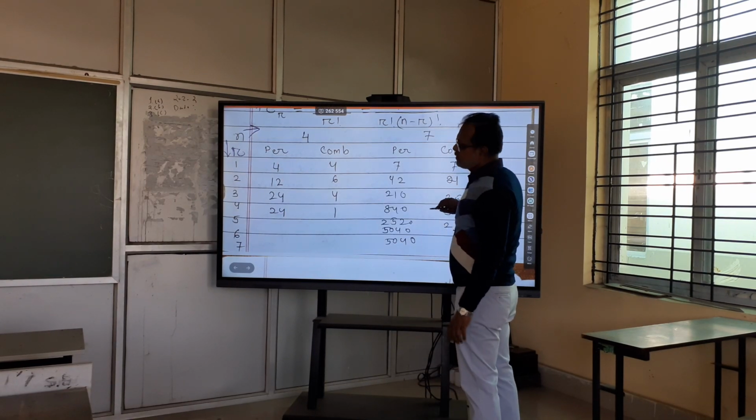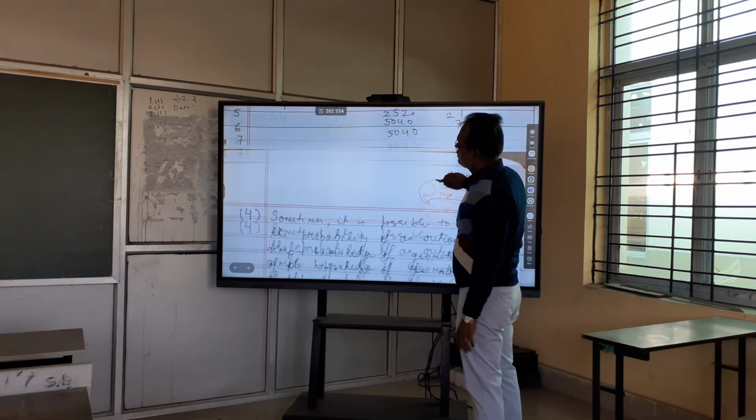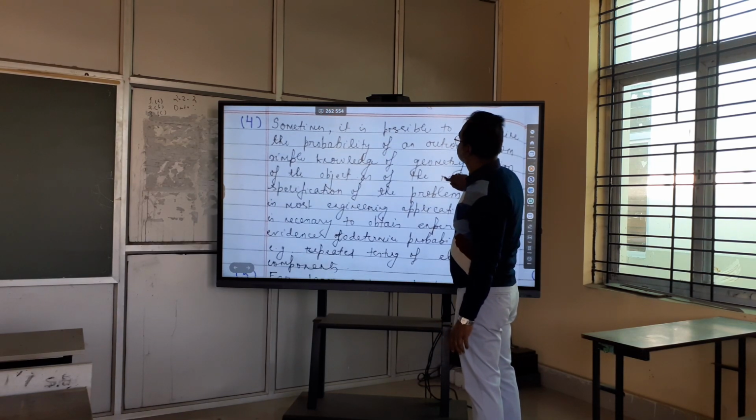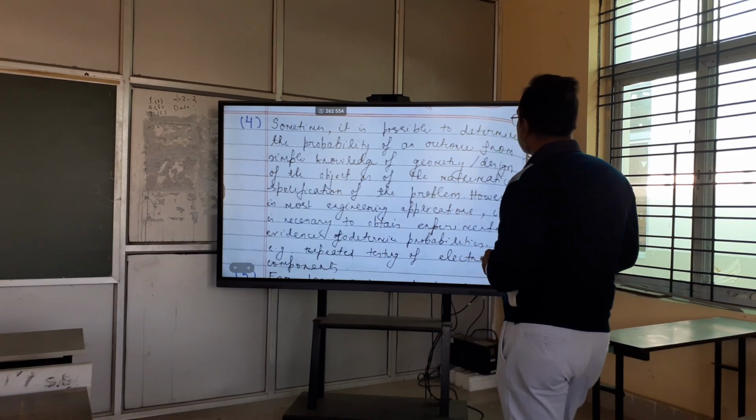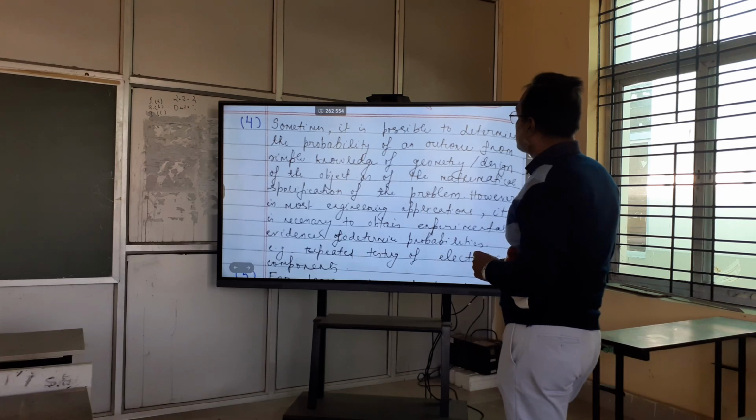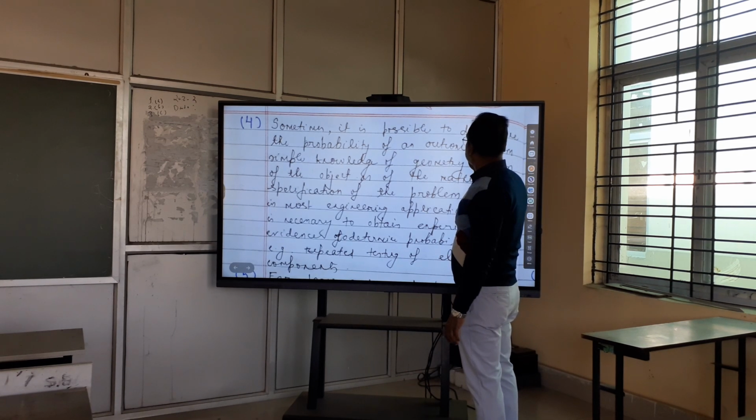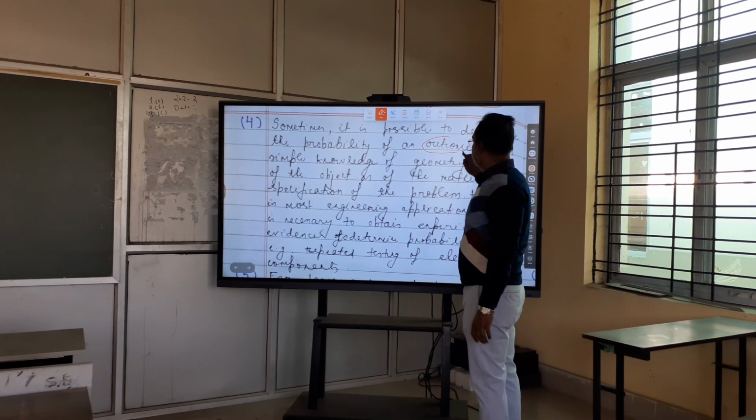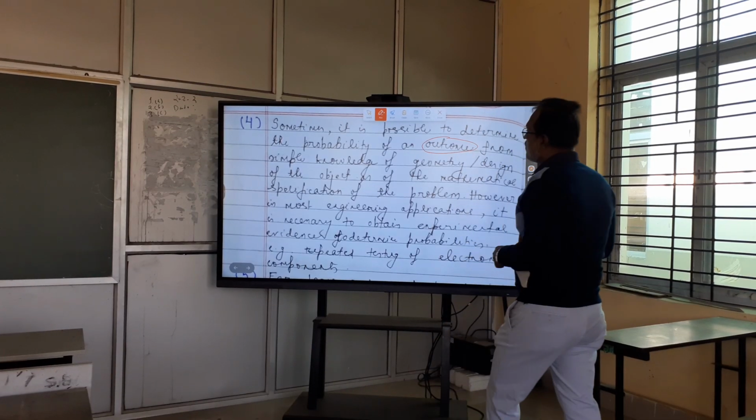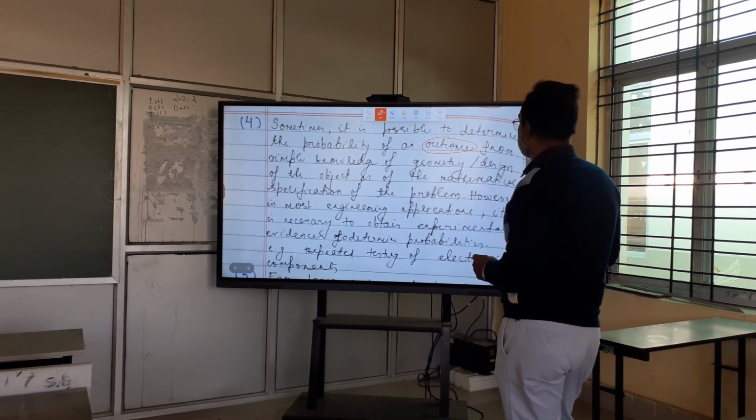So this is the third point: probability, permutations, combinations. Some theoretical background. Sometimes it is possible to determine the probability of an outcome. So here the keywords are probability of an outcome. In our case, it will be whether it is an on state or off state. That is the outcome, from simple knowledge of the geometrical design of the object or the mathematical specification of the problem.